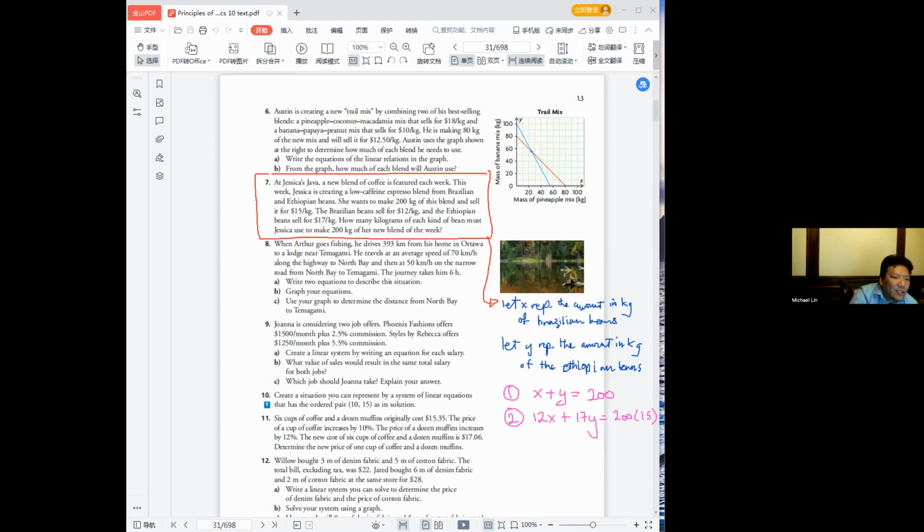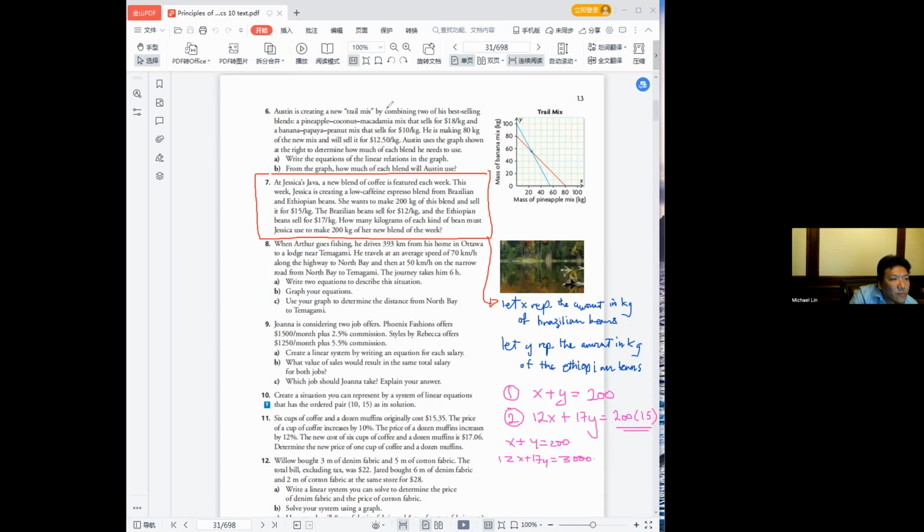Yeah, and again, you can see that because these numbers are kind of big. If you try to do this one graphically, make sure you scale your graph properly. Okay, so we're not going to solve it graphically. We are going to instead solve this algebraically. So we have our two equations. X plus y equals 200. 12x plus 17y is equal to 3,000. Okay, because 200 times 15 is 3,000.